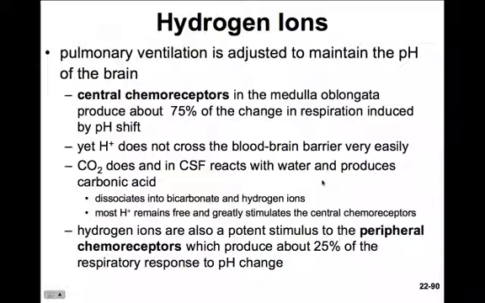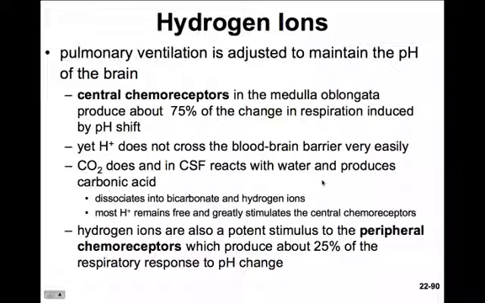Hydrogen ions have a big impact. Pulmonary ventilation is adjusted to maintain the pH of the brain. As we've seen in many biological systems, if the pH is thrown off, well, so is everything. These central chemoreceptors we learned about in the medulla oblongata produce about 75% of the change that we see in respiration.